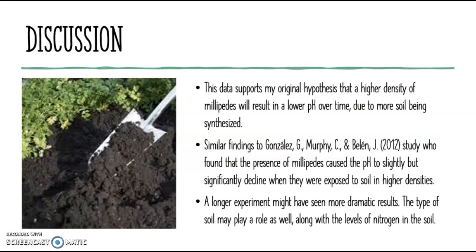This data does support my original hypothesis that a higher density of millipedes will result in a lower pH over time, due to more soil being synthesized. Similar findings to Gonzalez, Murphy, and Bellin's study, who found that the presence of millipedes caused the pH to slightly but significantly decline when they were exposed to soil in higher densities. A longer experiment in this case might have seen more dramatic results. The type of soil might also play a role as well, along with the level of nitrogen in the soil.